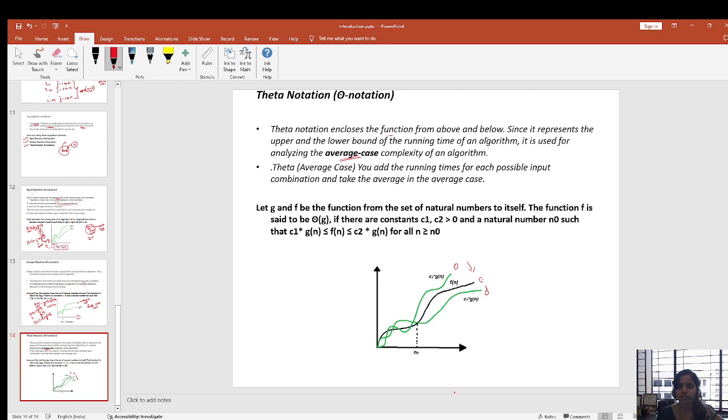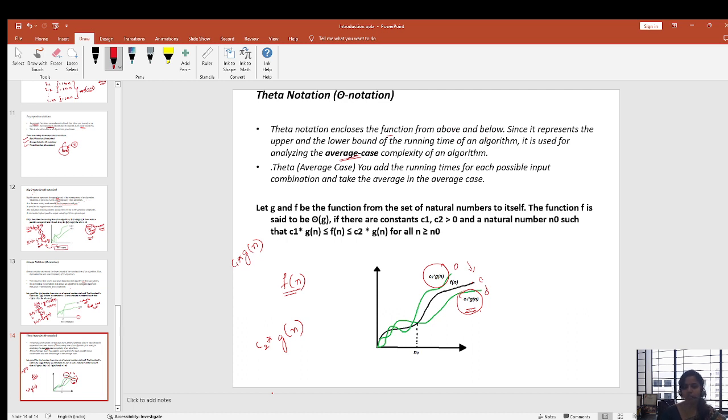For the theta average case, you can add the running times for every possible input combination and take the average. So here if f of n is the algorithm function, then we have two functions of g of n, one above and one below, where the above can be represented by constant c1 and the below by constant c2. You can see in this figure the middle function is your function's time complexity, whereas the below function is the time complexity of the lower bound and the above function is the time complexity of the upper bound.